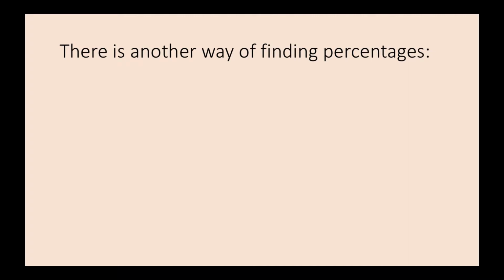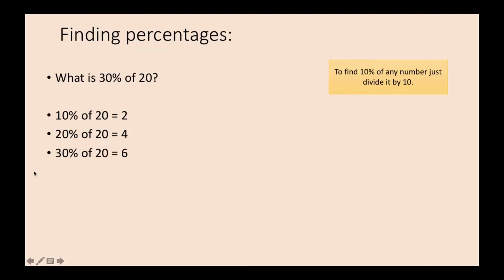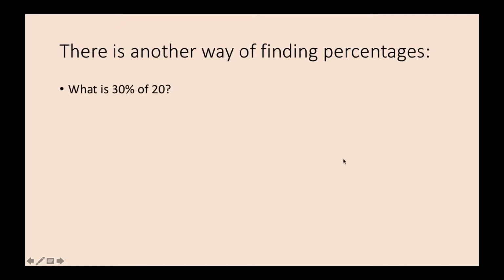There's another way of doing this. Instead of finding 10%, which to me is quite an easy way, let's say I wanted to find 40%, I'm just going to add on another 10, or 50%, or 60%. You're just adding constantly until you get to the amount that you need. In this example, I'm going to do the same question, but I'm going to use a different method. Instead of just finding 10%, I'm going to find 1%.